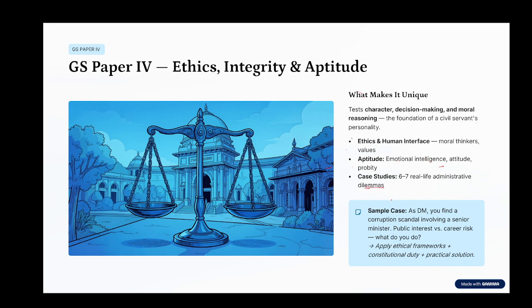Here there is an example question. As DM, you find a corruption scandal. As a district magistrate, you found a corruption scandal involving a senior minister. So public interest versus career risk. What do you do? Here you apply ethical frameworks plus constitutional duties plus practical solutions. That's why ethics is very important. So GS paper 4 is very important. Okay, this is all about the 4 papers.